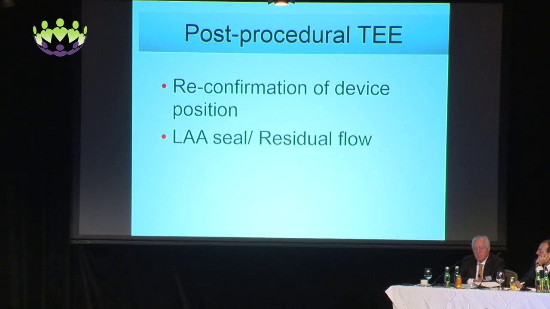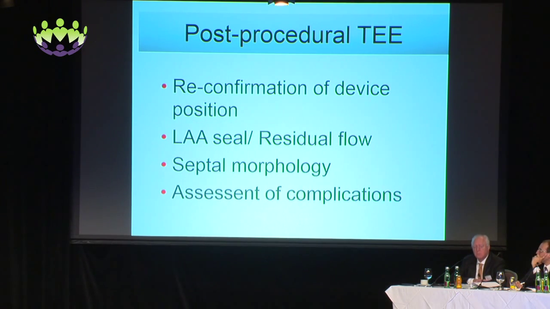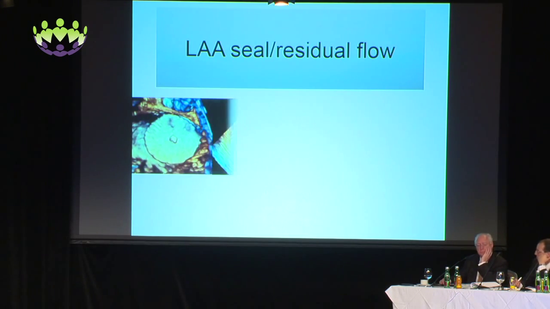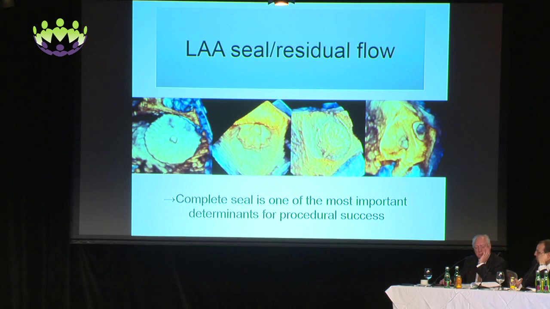Okay? If it's a complete LAA seal, if you have residual flow, and we have to look at the septal morphology and reassess if you have any complications. So for residual flow, it's very important because complete seal is one of the most important determinants for procedural success. And here we see examples with an ACP, a Watchman device, a Coherix device in place, and with a Lariat procedure, where complete closure was achieved in all cases.